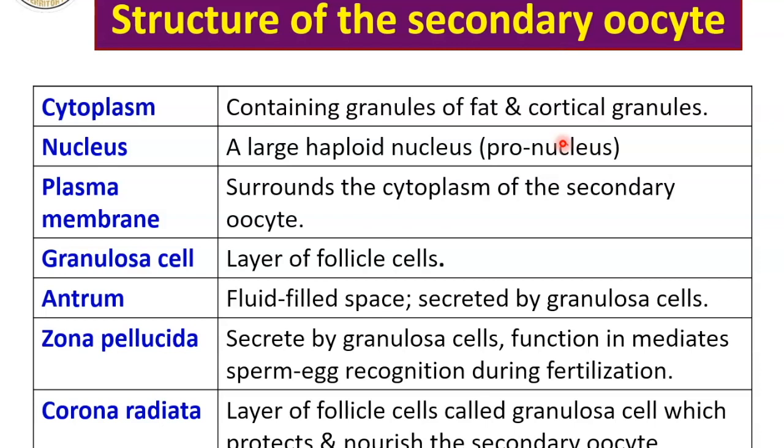Next, let's take a look at the structure of secondary oocyte. Secondary oocyte consists of cytoplasm, nucleus, plasma membrane, granulosa cell, antrum, zona pellucida, and corona radiata.